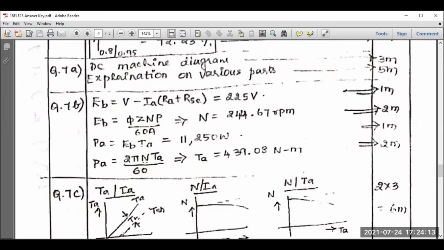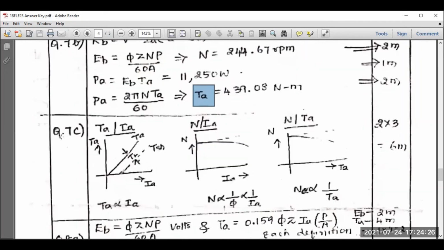Speed is available. You substitute over here and definitely you will get the torque TA. PA is already computed. From that you can get the value of TA, that is equal to 439.08 Newton meter. Don't forget to write the units. That's very important. The third part of question number 7 is the characteristics of a DC motor.